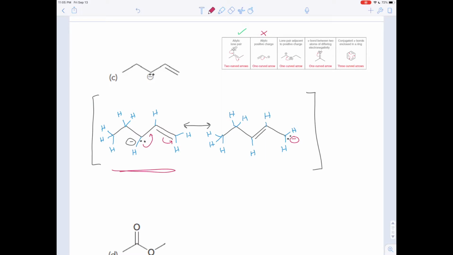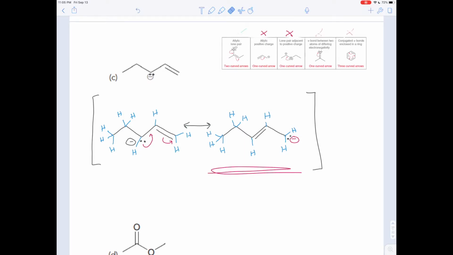How about a lone pair next to a positive charge? No, there's no positive charge in the structure. How about a pi bond between atoms of differing electronegativity? No, we have a pi bond, but it's between 2 carbons, which have the same electronegativity. And we don't have a ring, so we couldn't have conjugated pi bonds in a ring. So that's the 5 patterns for that left structure. We want to go through all 5 for the right one.